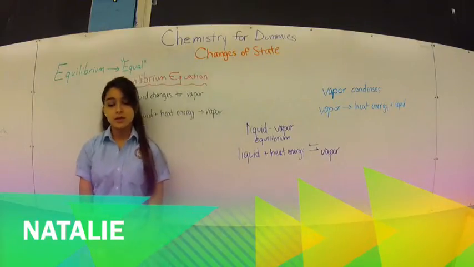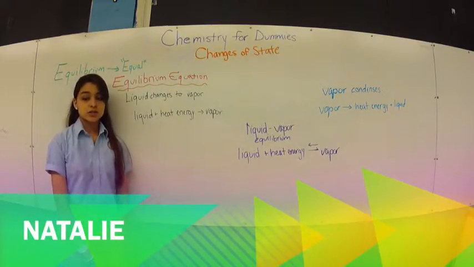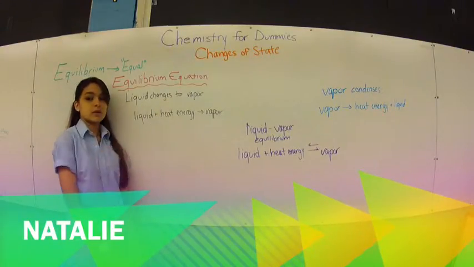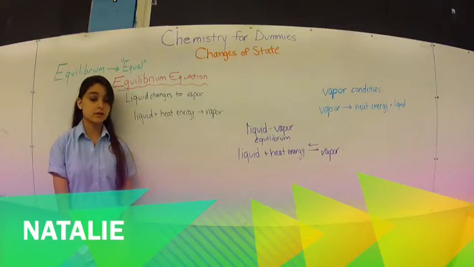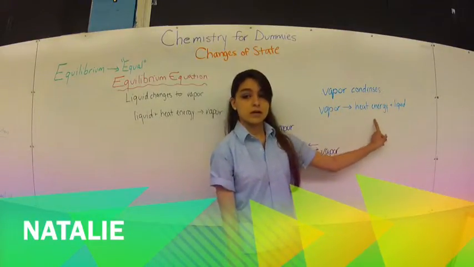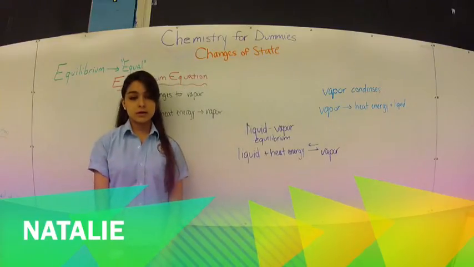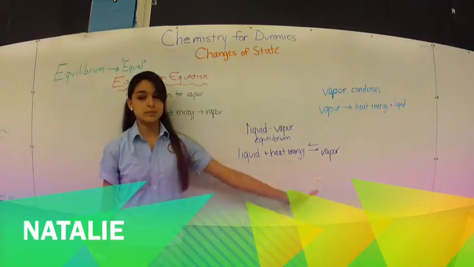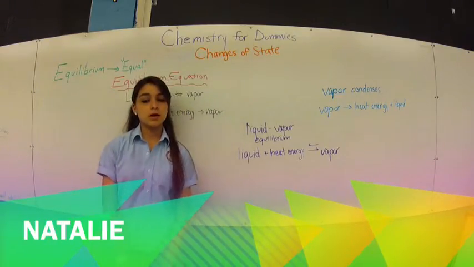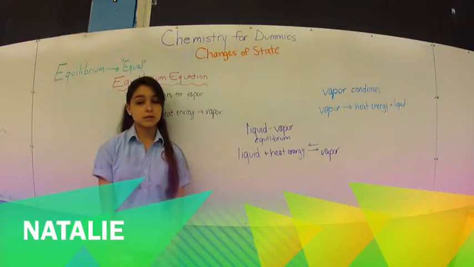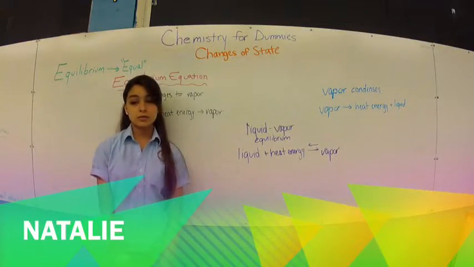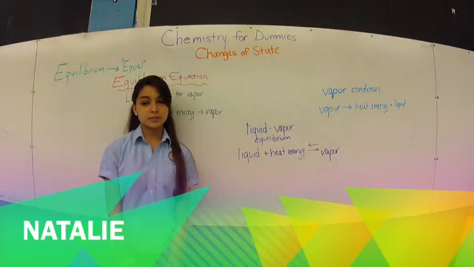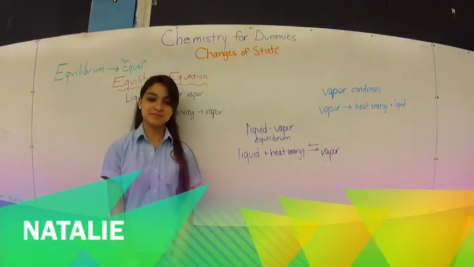Equilibrium can also be expressed as an equation called the equilibrium equation. Here's an example. Whenever a liquid changes to a vapor, it is expressed as the following equation. Whenever the vapor condenses, it is expressed as the following equation. And the liquid-vapor equilibrium can be represented by the following equation. Notice the similarities between all three. The last equation represented has a double arrow, meaning that the reaction can go in either direction, representing equilibrium, hence the term equilibrium equation. And that's it.